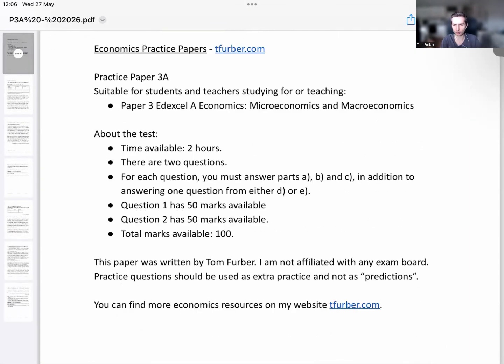So the more practice you do, the better prepared you'll be for the exam, whether it's past paper questions or practice paper questions. The more questions you do and the more feedback you get on those questions, the better position you'll be in come the exams.